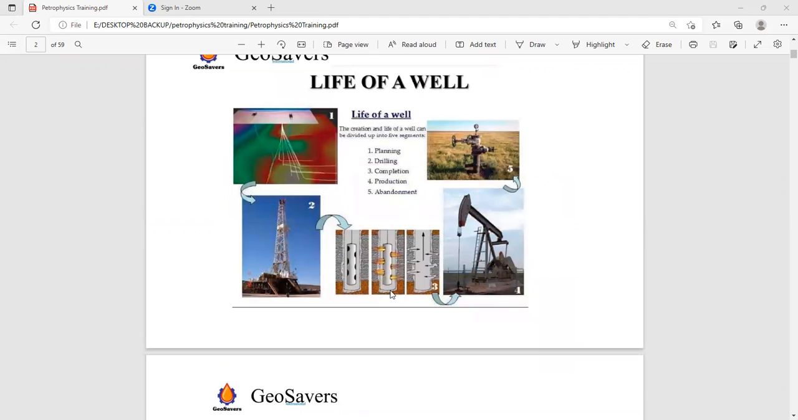So first of all, let's look at the life of a well. The life of a well starts from planning to drilling, completion, production, and abandonment. I'm very sure that most of us must have seen this in class.